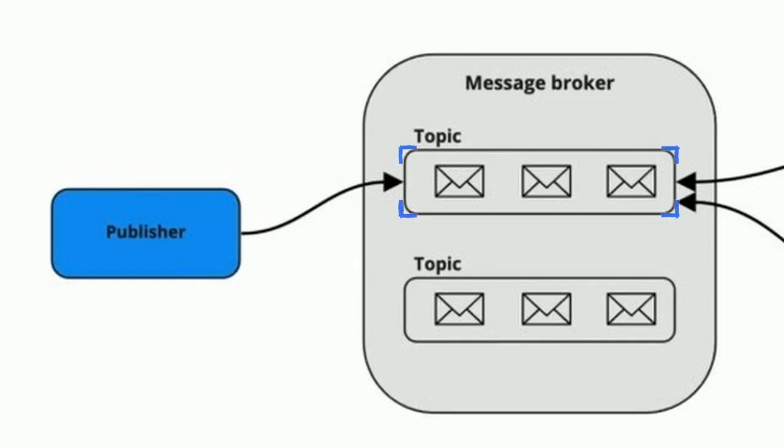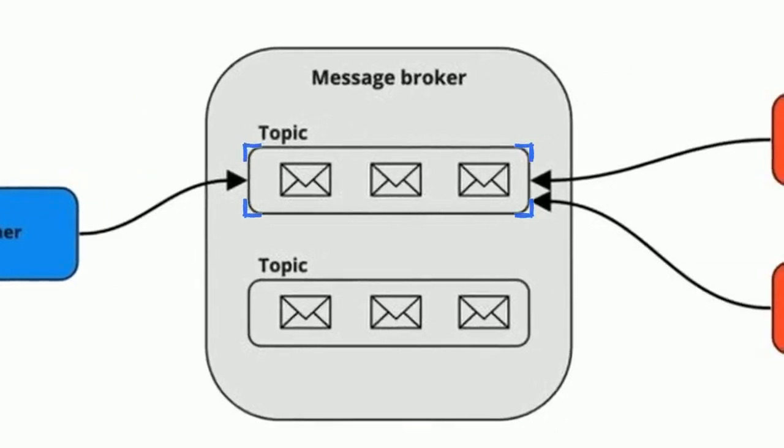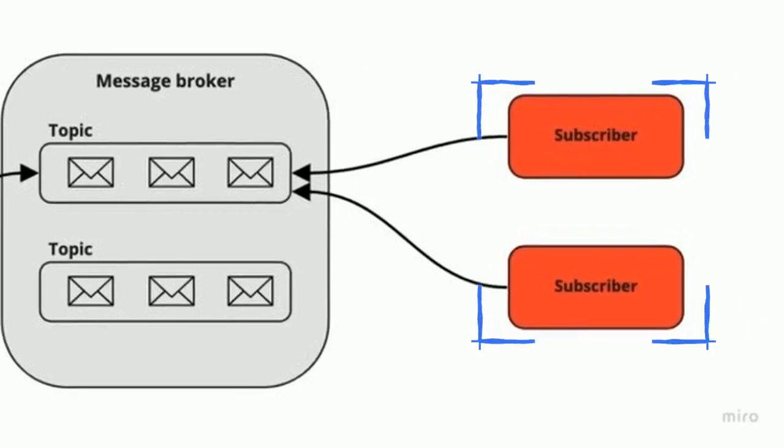Look at the central topic queue inside the broker. It acts as a dedicated, named channel. For example, a continuous feed specifically for breaking news. Following the paths from the topic out to the red subscriber nodes, we can see how multiple independent services listen to the same channel simultaneously.